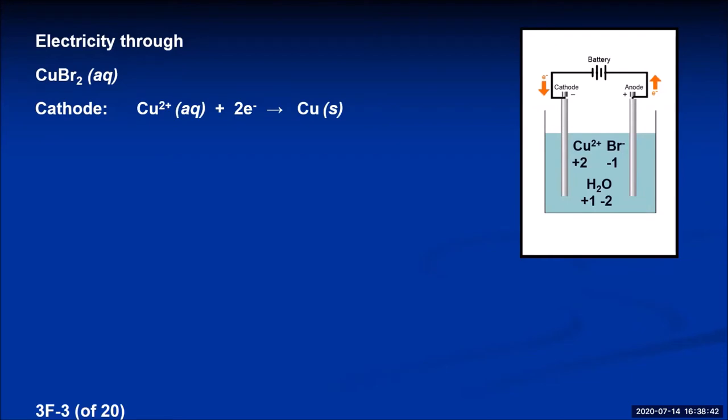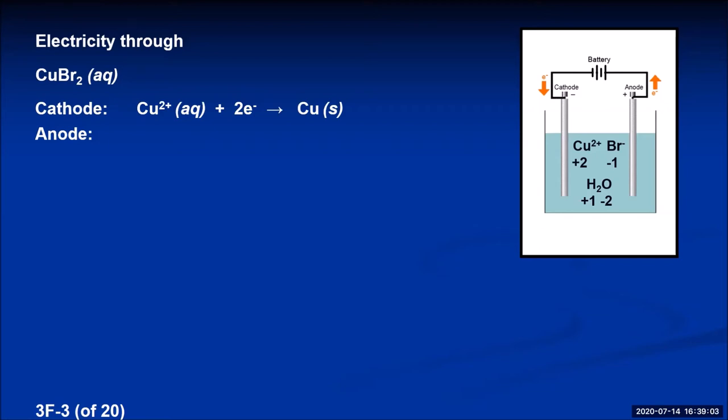So that the charge on the reactant side equals the charge on the product side. For the anode, this has to be the oxidation. A charge has to go up. And once again, we have two choices. It could be the bromide ion from the salt that gets oxidized up to its elemental state of elemental bromine, or it could be oxygen in water that gets oxidized up to its elemental state of elemental oxygen.